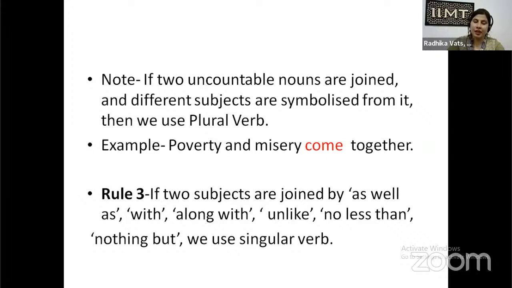Now I will come to rule number 3. If two subjects are joined by as well as, with, along with, unlike, no less than, nothing but, we use a singular verb. I will repeat this because there are so many words, you will actually get confused. It is a list that you have to remember. It cannot be done by just thinking okay, done. Try to understand that if two subjects are joined by as well as, with, along with, unlike, no less than, nothing but, we use a singular verb. Whenever these words come in your sentence, you have to remember to use a singular verb, not a plural verb, right?